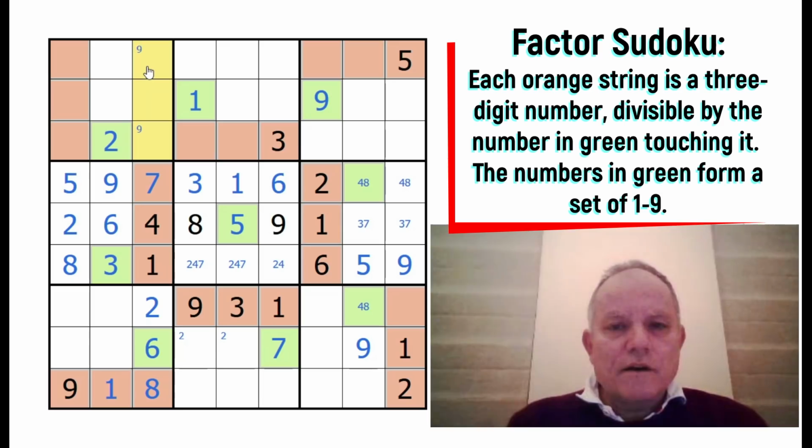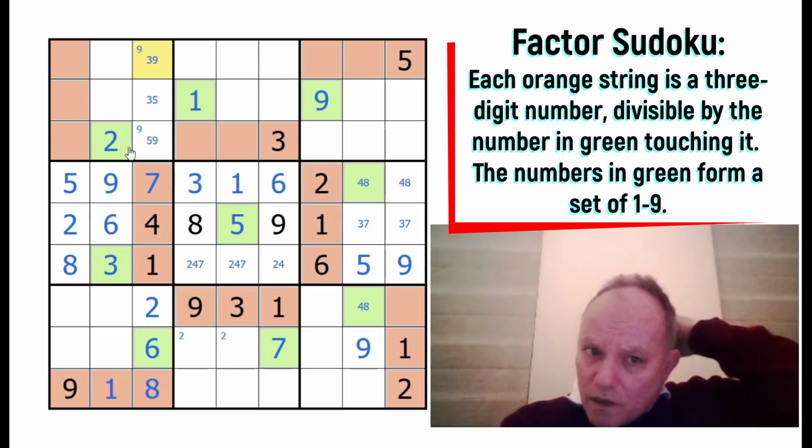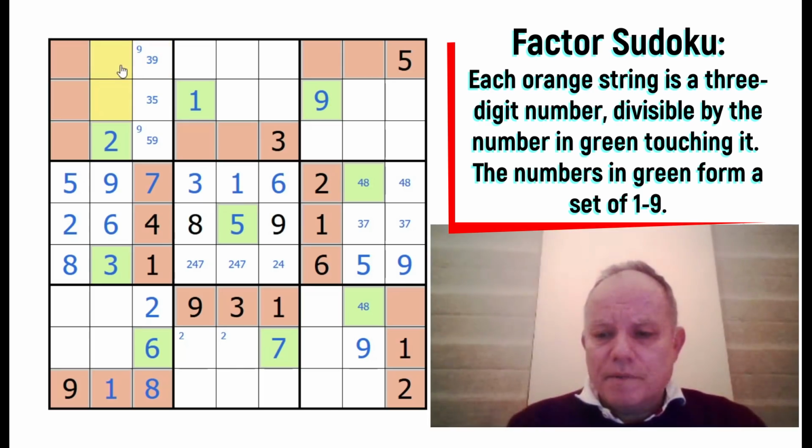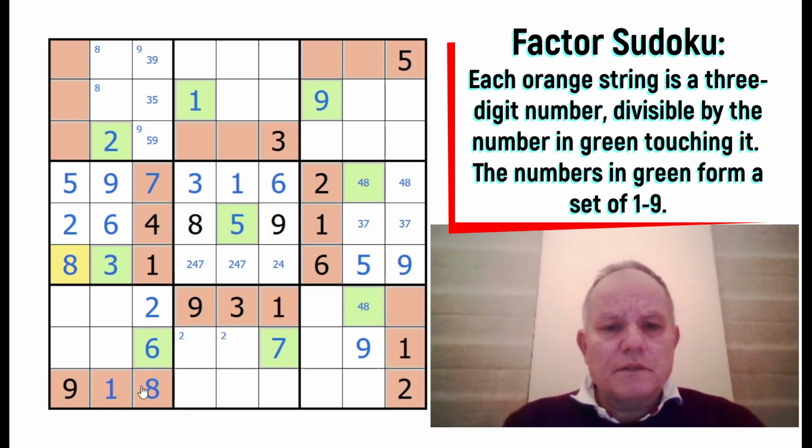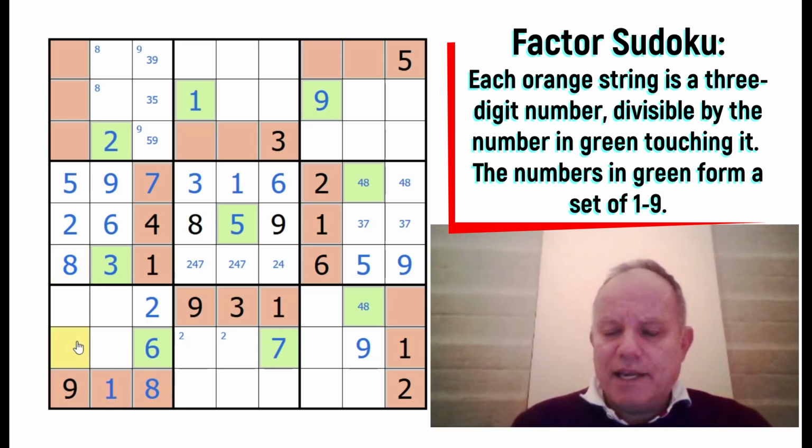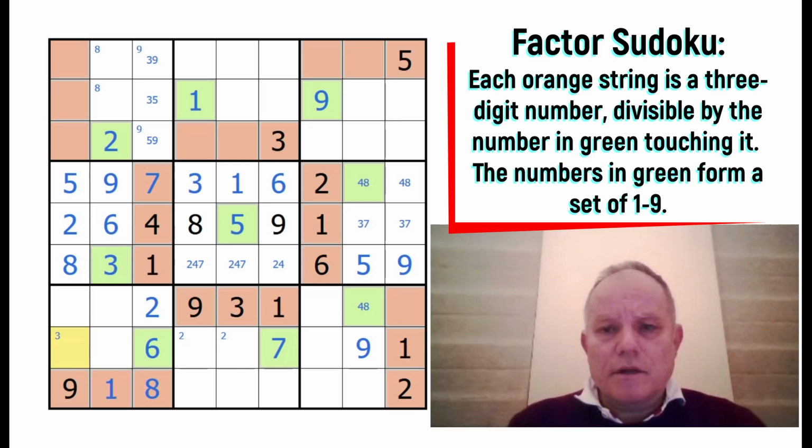Now we've got a 9, 3, 5 set up here, but they can't be 3, 9, 5 in order. 8 must be one of these two because of the 8 down here. 2, 6, 8, 1, 9 here. 3 is here. Sorry, I should be using that notation. These are 4, 7, and 5, but 7 is one of those. 5 is one of those. Don't know about 4.